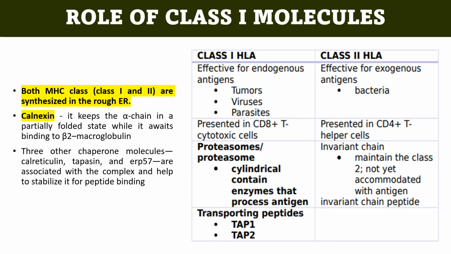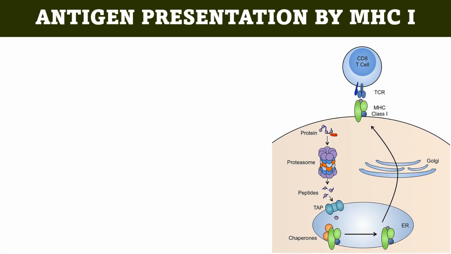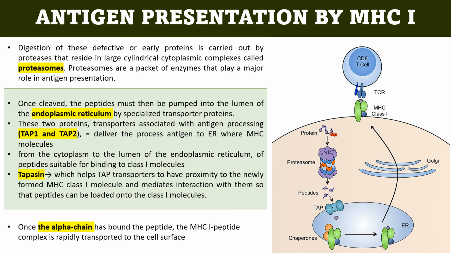In class 1 HLA, proteasomes are cylindrical complexes that contain enzymes that process antigen. Transporting peptides include TAP1 and TAP2. In class 2 HLA, the invariant chain maintains the class 2 molecule, not yet accommodated within the antigen, with invariant chain peptides present. Let's see antigen presentation by MHC1.